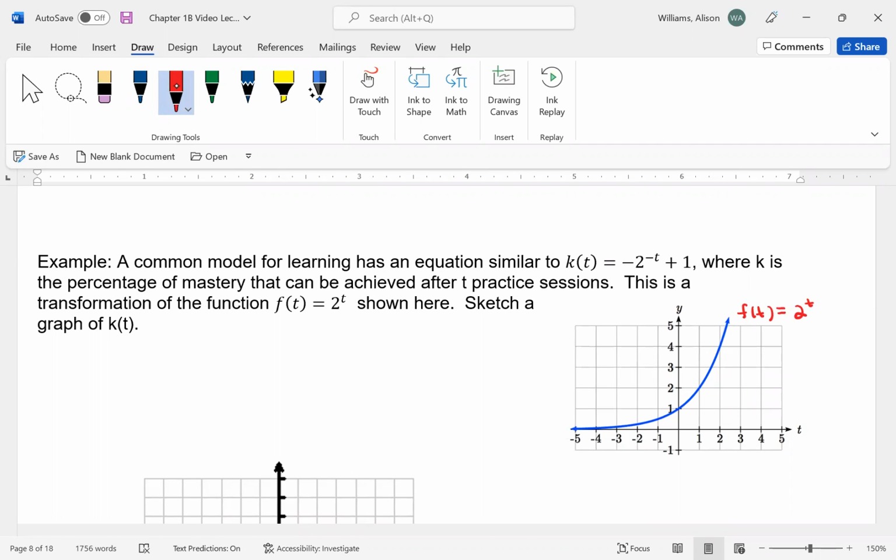Well, first thing I notice is they threw a negative in the front. A negative in the front is a vertical reflection. Or another way of saying that is it's going to reflect across the x-axis.